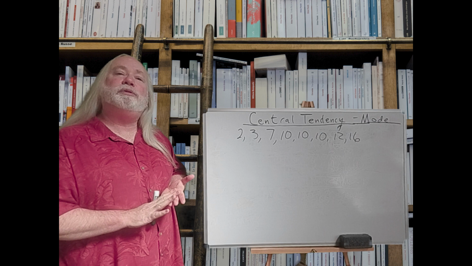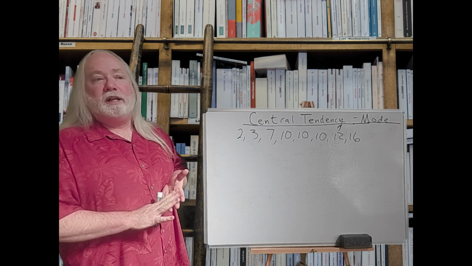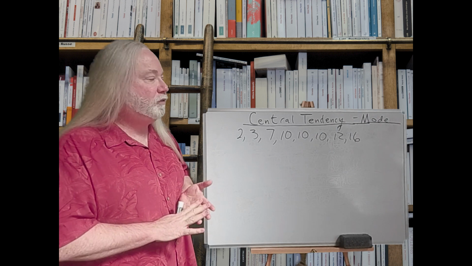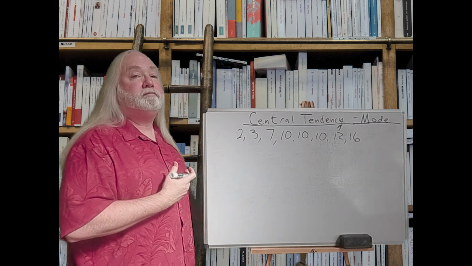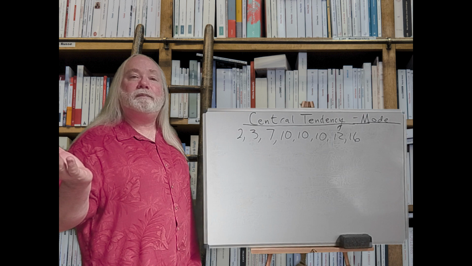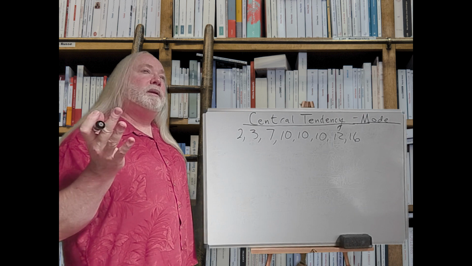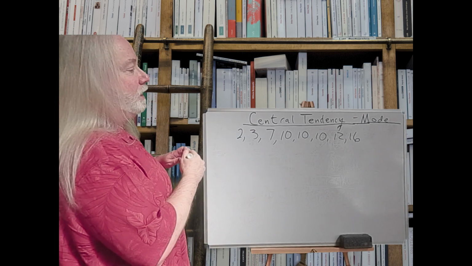Just like the median, there's no symbol for it other than the word. So there's no Greek symbol, no letter from the alphabet. We just say mode. So the mode is 10 points. That's all there is to it. It's as simple as that, usually. Now, it can get a little bit different.